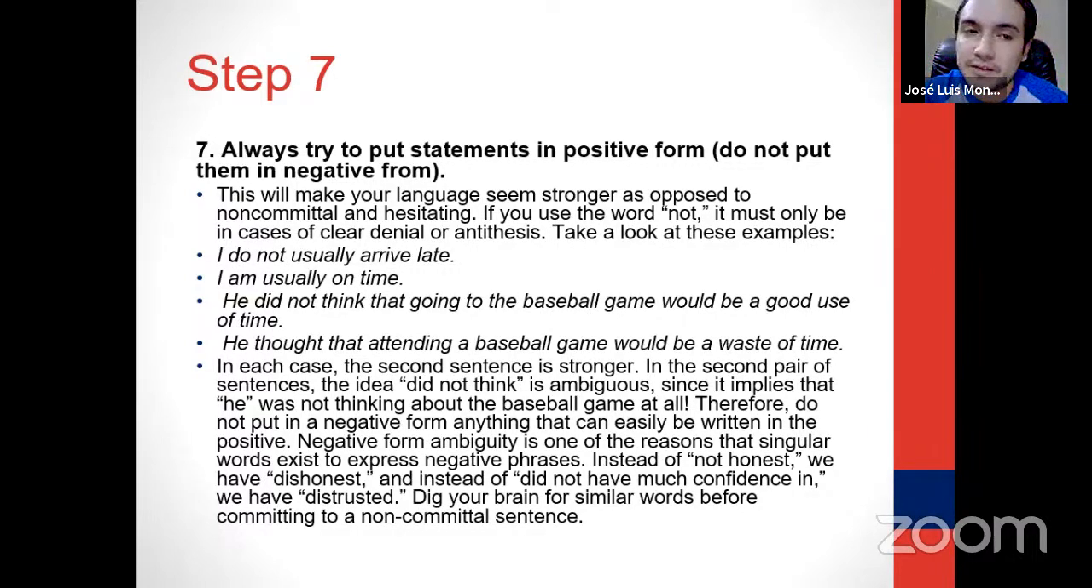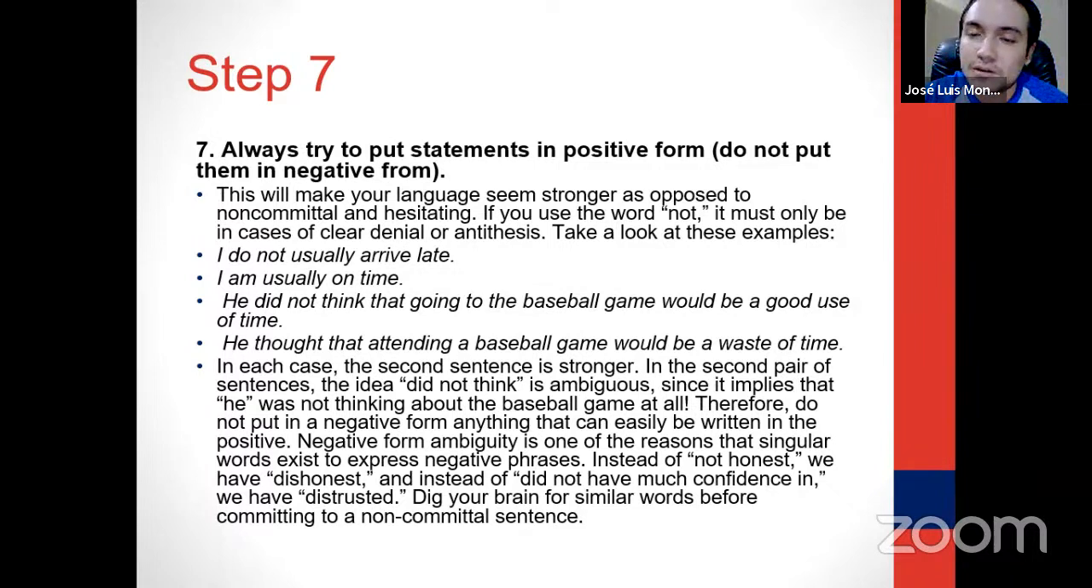Step number 7, always try to put statements in positive form. Now, this is interesting. It's a good idea to avoid negative sentences, all right? It's kind of weird again, but it is a good idea. Why? Because it can sometimes create confusion. Once again, all these steps, all these tips are to avoid confusion, to avoid misinterpretations.